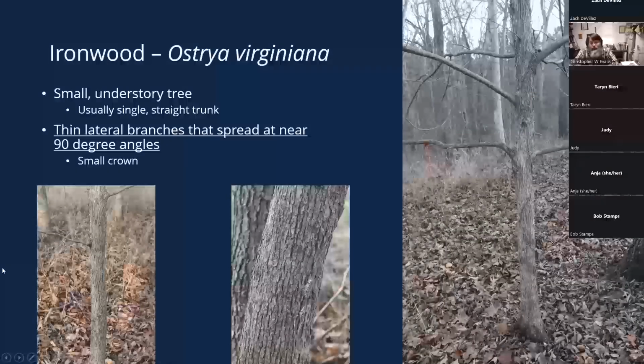This is a small understory tree, and it's usually a single straight trunk. So usually not branched. It doesn't have a big rounded canopy. It has a thin canopy, usually a single straight trunk, single tree coming up. And then it has thin lateral branches, and the branches are usually pretty thin in diameter and often arise at a very obtuse angle, right? Almost a right angle or nearly a right angle coming out from there. So small branches coming out almost perpendicular to the ground really is a good characteristic to pick out ironwood at a distance.